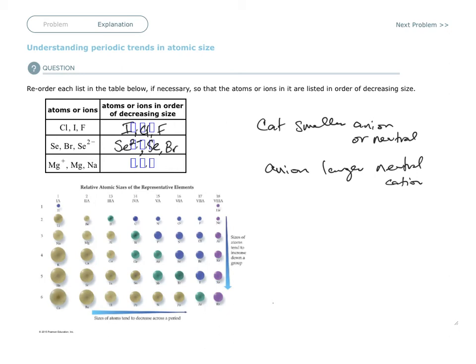And now your third one: magnesium, magnesium ion, and sodium. So magnesium is here, sodium is here. Magnesium is smaller than sodium. That's easy because it's towards the right. Your magnesium cation is going to be smaller still.